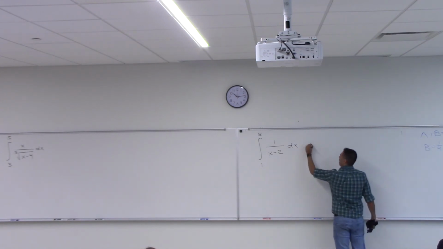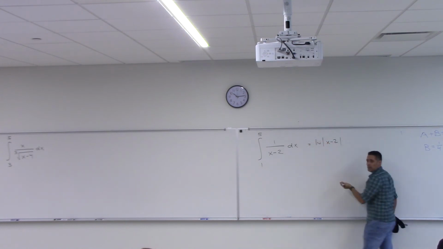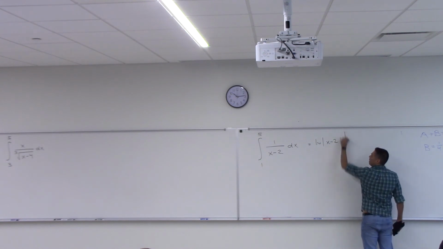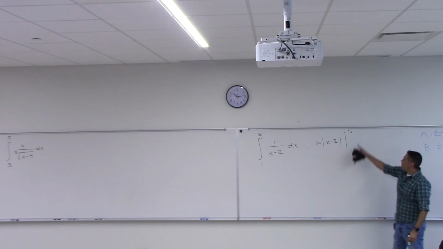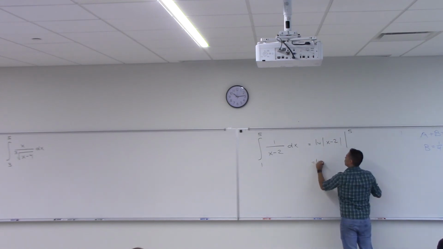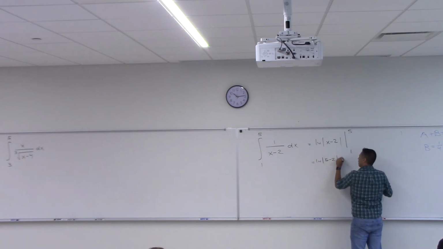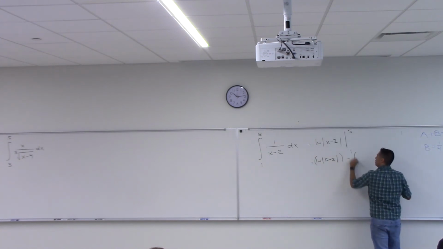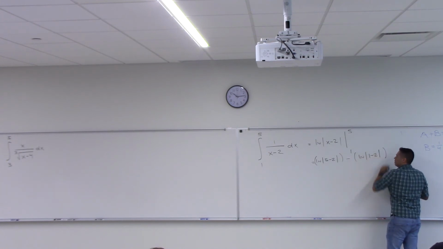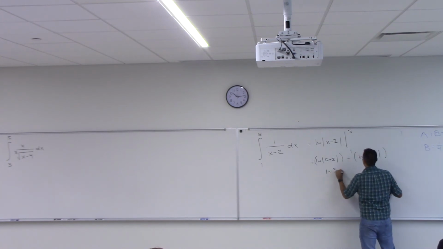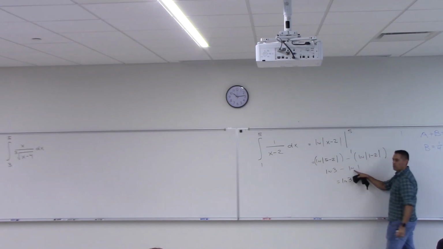Student looks at that, they go, oh, I know the antiderivative of that. It's natural log absolute value, x minus 2. Do you all agree that's the antiderivative? Evaluate that from 1 to 5. Plug in 5 first, you get natural log of 5 minus 2. Take that, subtract from that. Now plug in 1, natural log absolute value 1 minus 2. This is natural log of 3 minus natural log of 1. So your answer is natural log of 3, because natural log of 1 is 0.